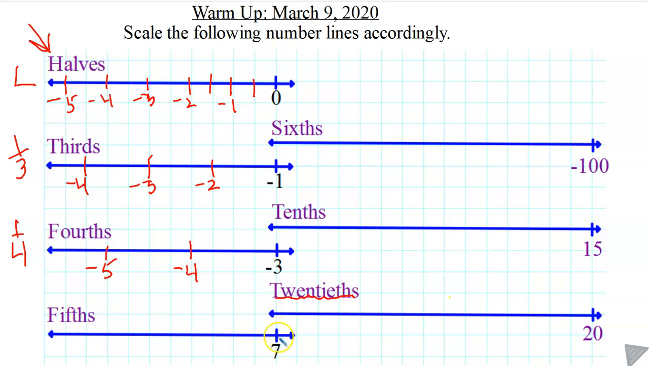So for fifths, I'm counting, oh, these are positive numbers, so I got to make sure that 6 is going to be on this side. 1, 2, 3, 4, 5. If I break it up into fifths, there's my 6. 1, 2, 3, 4, 5. So I only have 2 numbers on that number line.